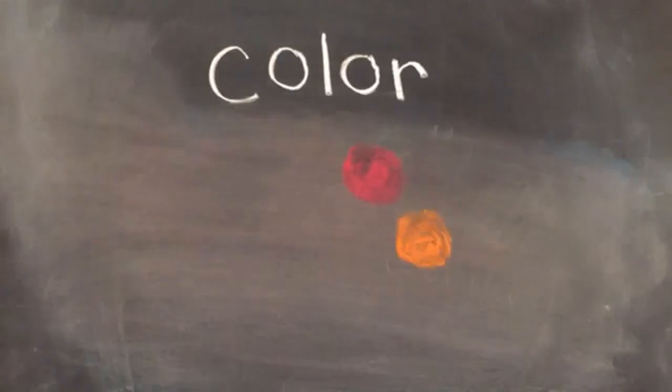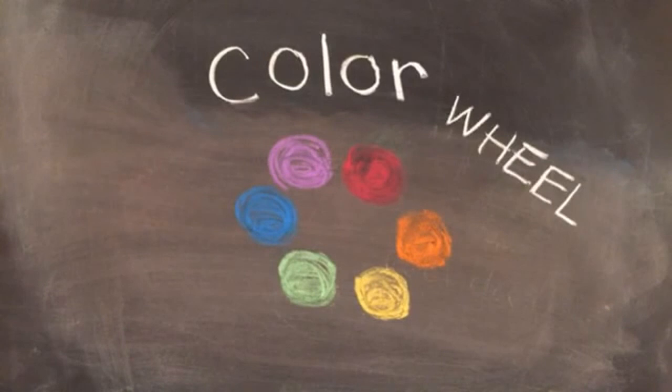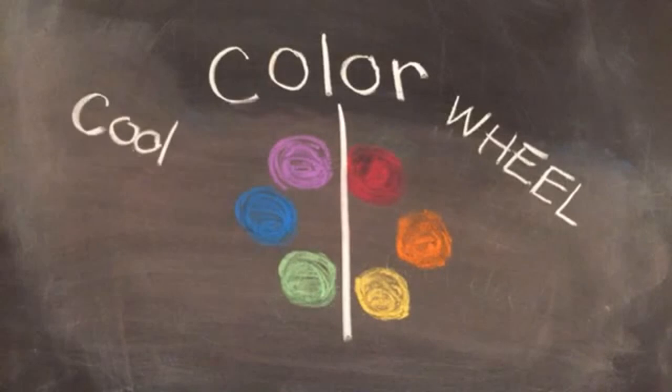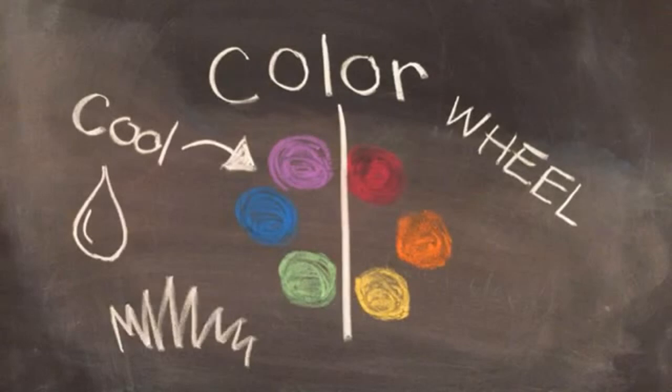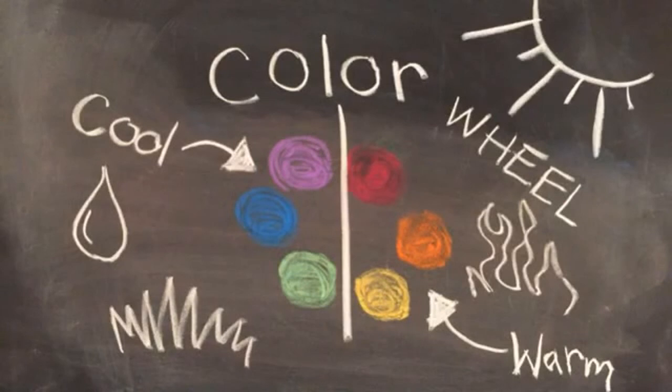When you arrange both the primary and secondary colors in the correct order, you end up with the color wheel. Colors can also be identified by temperature. One half of the color wheel is made up of cool colors: green, blue, and purple. These colors remind us of things like water and green grass. On the other half are the warm colors: red, orange, and yellow. These colors remind us of things like fire and the sun.